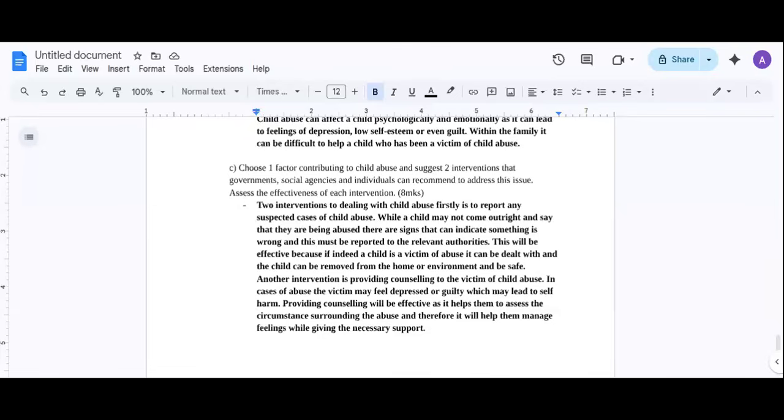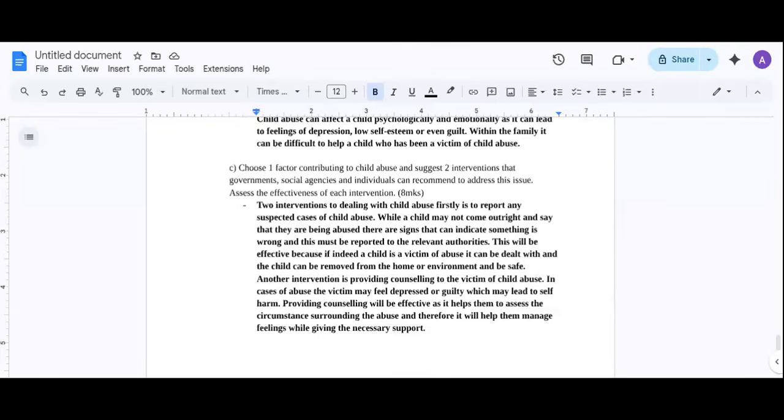Miss, what if the parents themselves were victims of abuse? So when they are raising the children, they don't know any better, and they themselves also need counseling. Right, so you can include that as well as an intervention method. Okay, good.